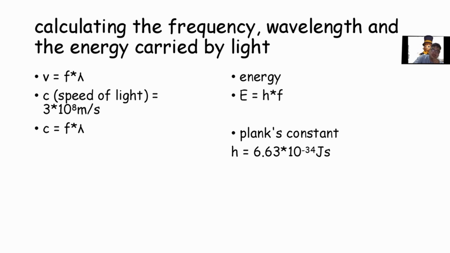Now, to calculate the frequency, wavelength and the energy carried by light, here are some formulas. The speed equals frequency times lambda, or wavelength, which in this case, since we're talking about light, we'll use the speed of light, which is 3 times 10 to the power of 8 meters per second. So the speed of light equals frequency multiplied by wavelength. Energy is equal to h multiplied by frequency. h here refers to Planck's constant, which is equal to 6.63 times 10 to the power of negative 34 joule-seconds.